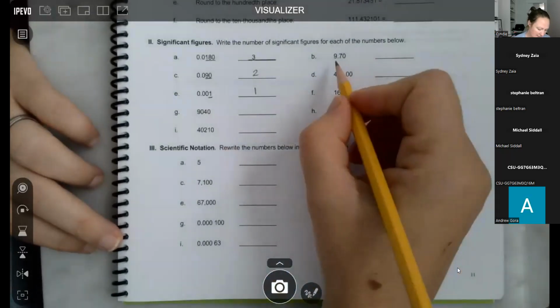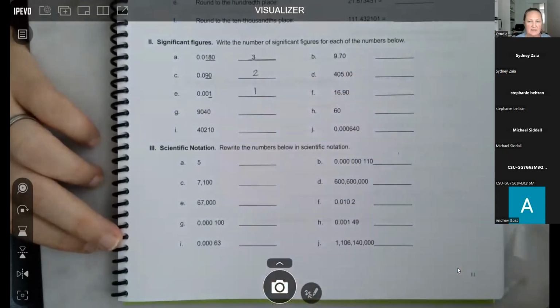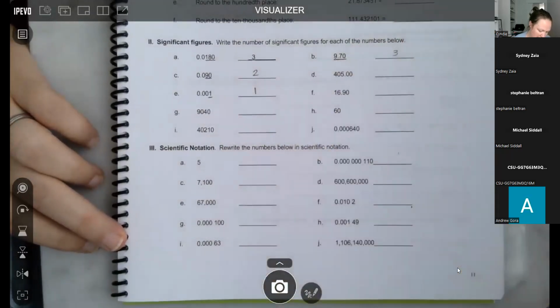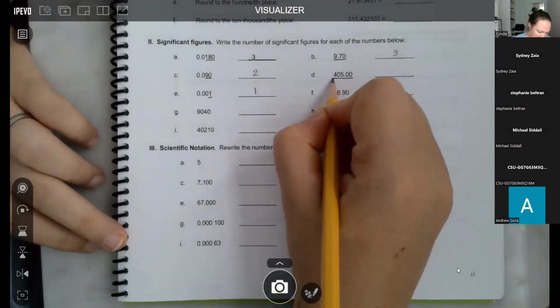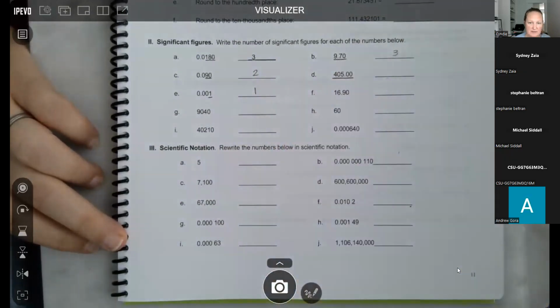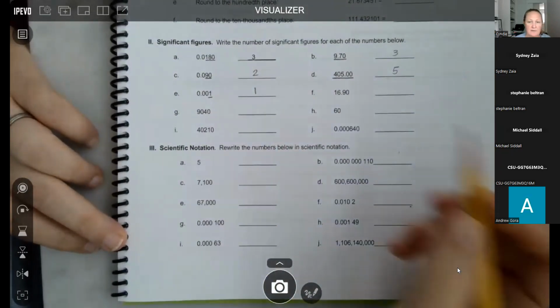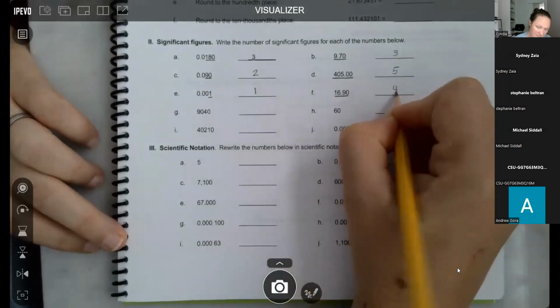For 9.70, the zeros after the decimal, it's assumed that that is significant. They wrote it for a reason because they have that level of precision, right? So all 3 of these are significant. All 5 of these would be significant. Again, zeros after a decimal place are significant. And for this one, again, that 0 is after a decimal place, so it counts.